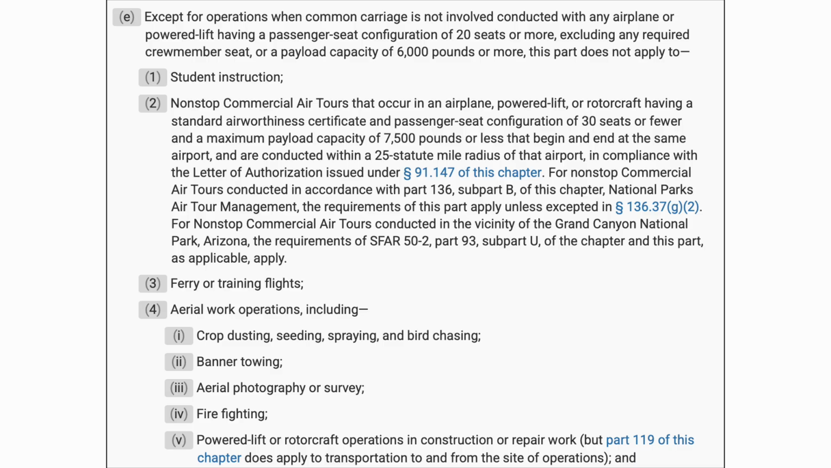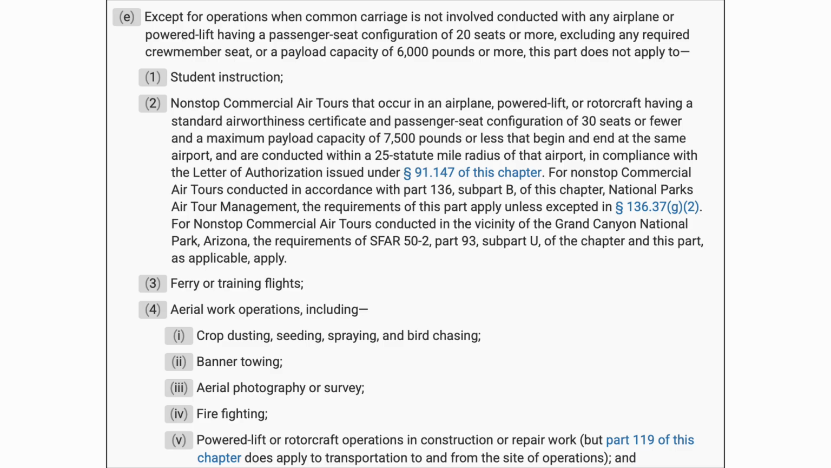The exemptions include student instruction, representing one of the largest categories of commercial pilot employment. Flight instructors providing training services are specifically exempt from commercial operator requirements, regardless of whether they use their own aircraft or aircraft provided by students or the flight school. This exemption recognizes the educational nature of flight instruction and distinguishes it from transportation services.